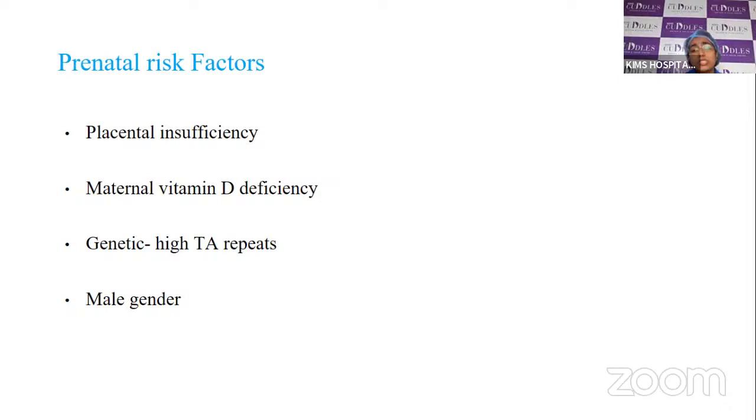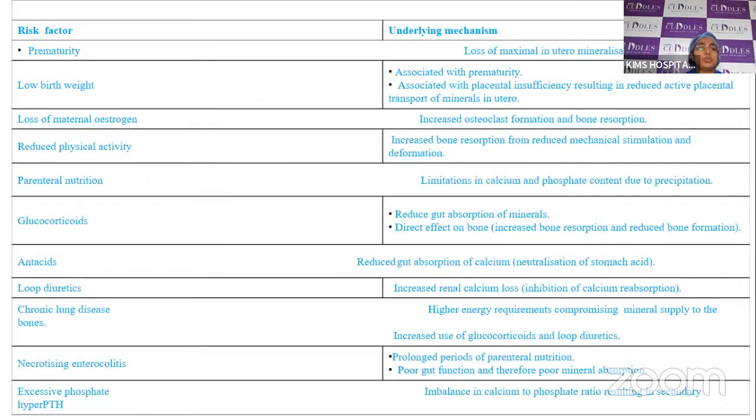One is placental insufficiency. Insufficiency of the placenta causes decreased transport of calcium and phosphorus into the fetus, maternal vitamin D3 deficiency, and genetically high TA repeats and male gender. Other risk factors are prematurity, with loss of maximal in utero mineralization, and low birth weight. It is associated again with prematurity and low birth weight, fetal growth retardation, and intrauterine growth restriction associated with maternal disorders such as placental insufficiency, which results in reduced active placental transport of minerals in utero.